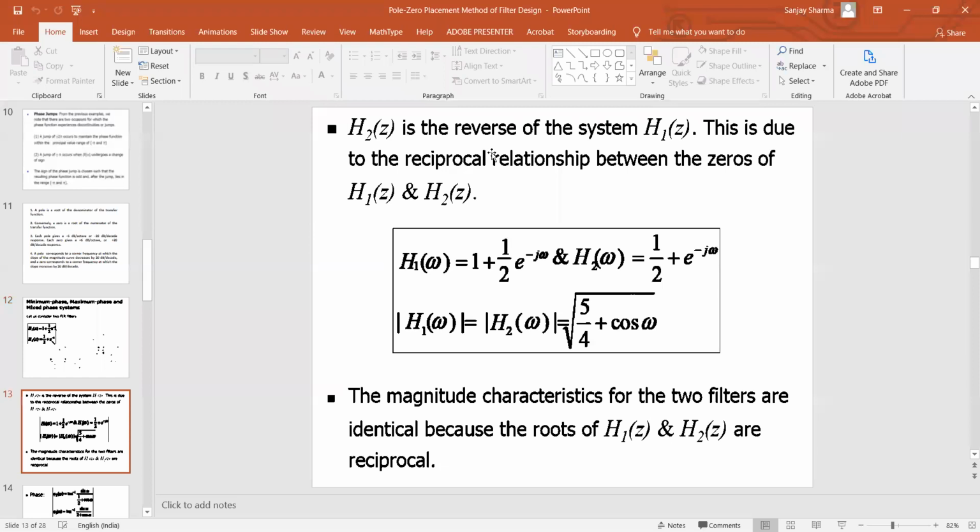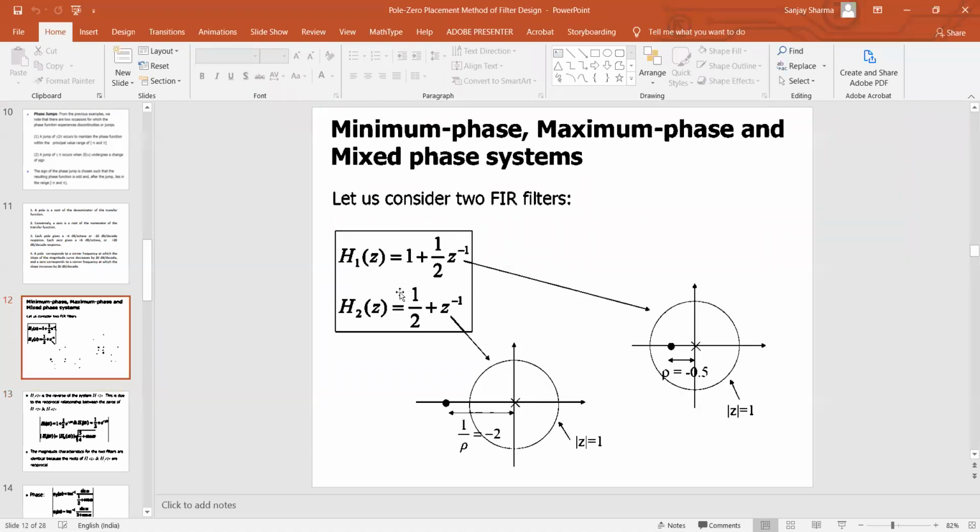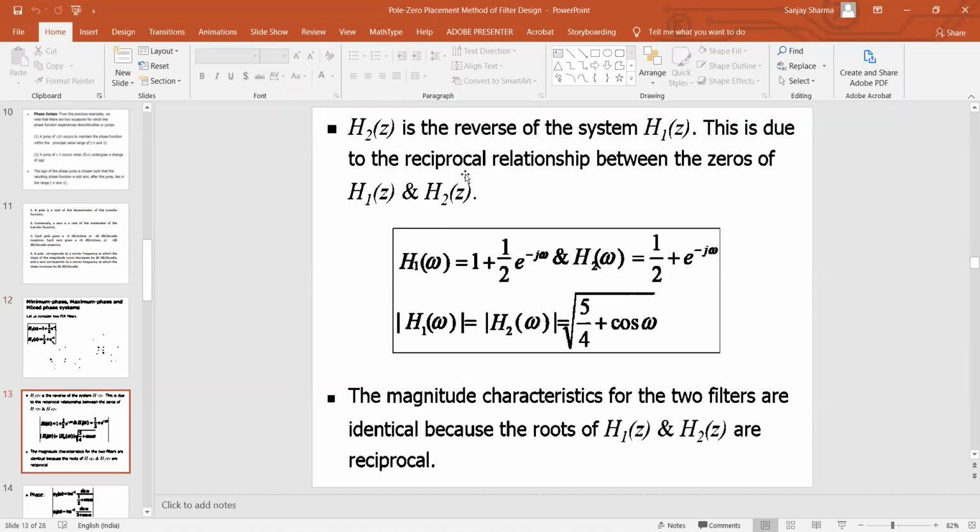Now H2(z) is the reverse of H1(z). This is due to the reciprocal relationship between the zeros of H1(z) and H2(z). If the two systems are reflections of each other, the important thing is that their magnitude response will always be the same. If you calculate the magnitude response of H1(omega) or H2(omega), in both cases you will see that they are the same.